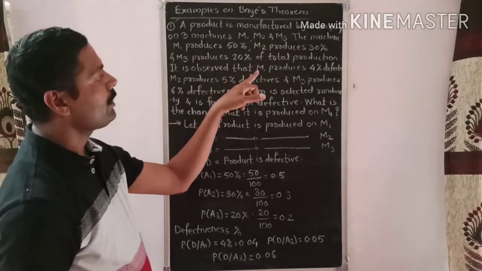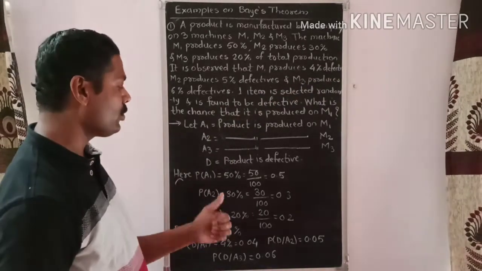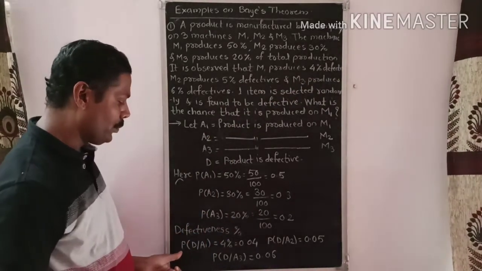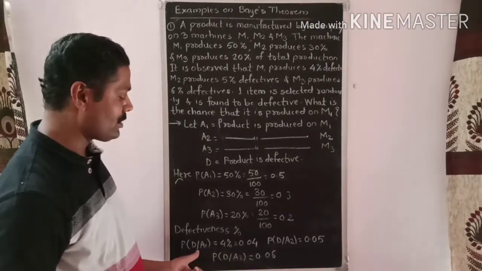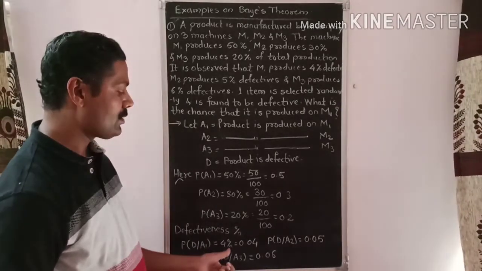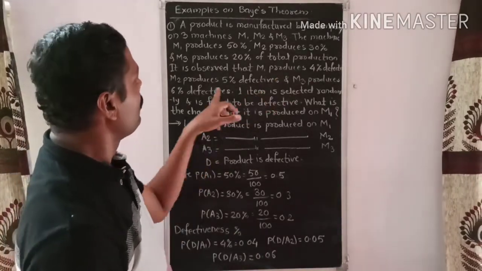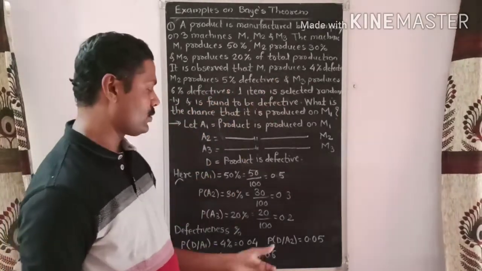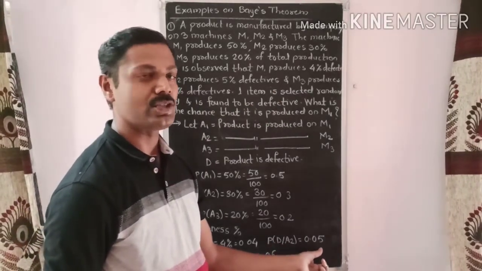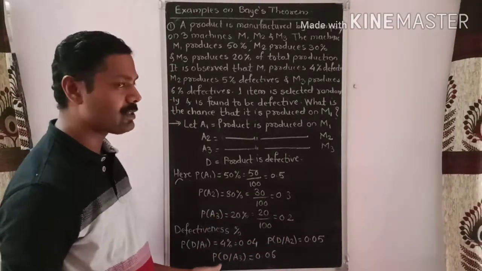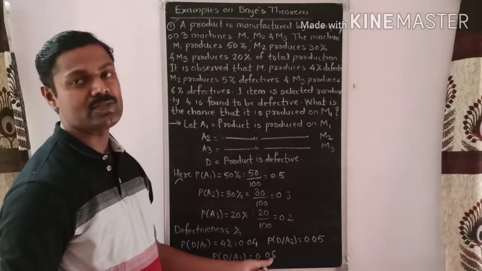It is observed that M1 produces 4% defectives. So P of D upon A1, the defectiveness on machine M1, is 4%, so it is 0.04. M2 produces 5% defectives, so P of D upon A2 is 5%, which means 0.05. And M3 produces 6% defectives, so P of D upon A3 is 0.06.